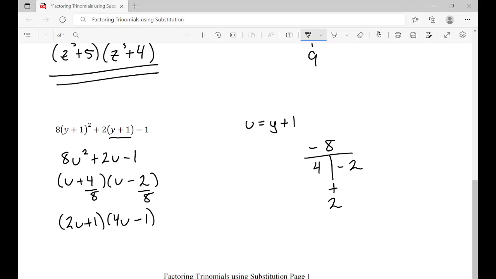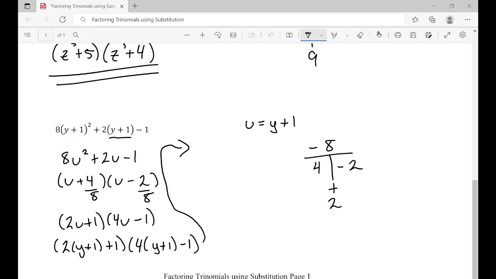And since we don't want u's, we started off with y's, we're going to replace our u's with y plus 1. And this is where it's going to look weird. We're going to have 2 times y plus 1, and then 4 times y plus 1 minus 1. Now we can distribute the 2 across and the 4 across and combine like terms. So I'm going to move this right here, and we're going to get 2y plus 2 plus 1. I'm going to run out of room, so I'm just going to move my work over a little bit, just in case you still need to see it.